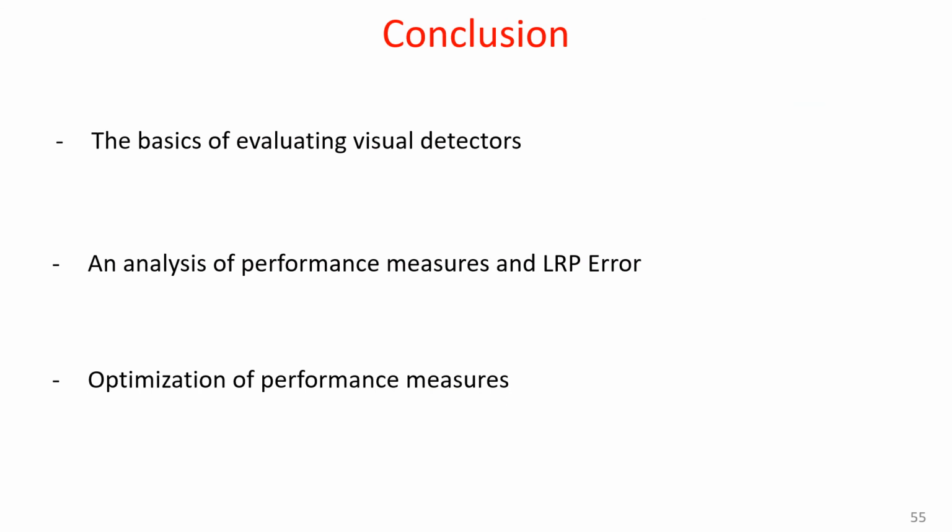In this tutorial, we first discussed the basic ways of evaluating visual detectors, then presented an analysis of performance measures and explained why LRP error has advantages over the existing ones. And finally, in this part, we aimed to delve into how the gap between the training and evaluation can be reduced by introducing the identity update and its applications to optimize average precision loss and LRP-based loss functions.